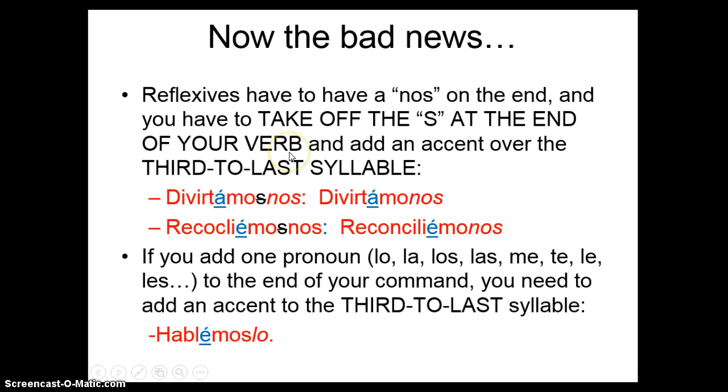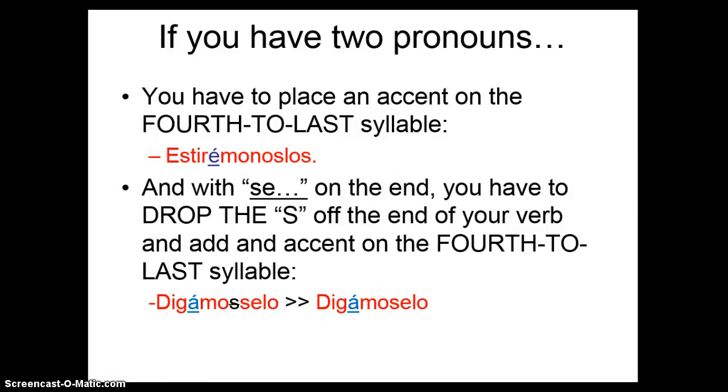All right, so we were saying we ended up with hablemoslo. Hablemoslo. Okay, if you have two pronouns, you have to place an accent on the fourth to last syllable. So the example I'm going to give you here is with the verb estirarse, which is a reflexive verb, and we're talking about los músculos. Okay, that's what we're going to stretch. So we're going to have a reflexive pronoun, nos, and a pronoun to replace los músculos, los.